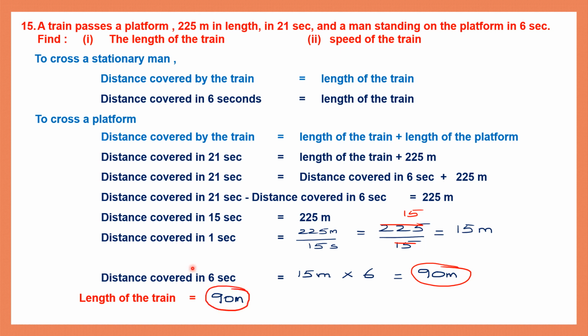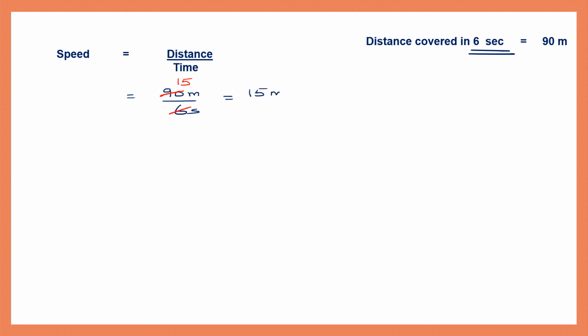Now we have to find the second part of the question, which is speed of the train. To find the speed, we need to know distance and time. So let's do that. Speed is distance by time, and we found the distance covered in 6 seconds is 90 meters. So distance is 90 meters. And the time is also given here. It's 6 seconds. Now you can cancel this 6 and 90. 6 into 15 is 90. So now we have found the speed to be 15 meters per second.